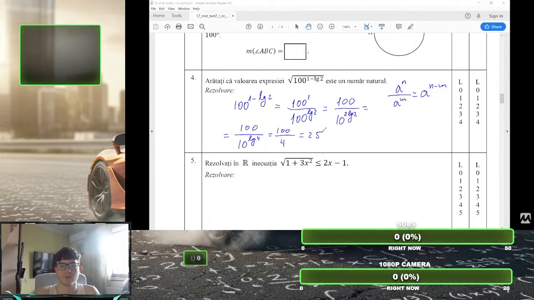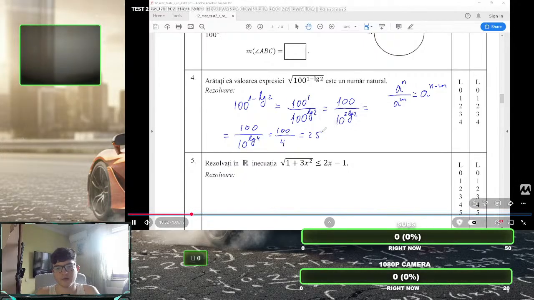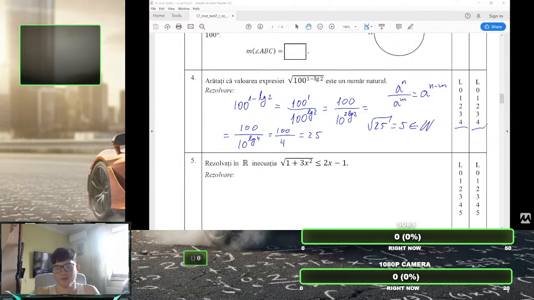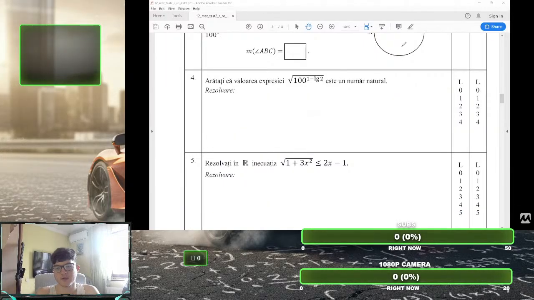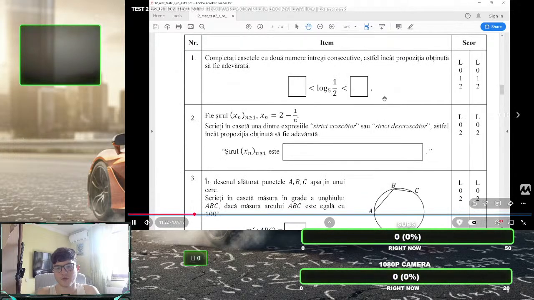These videos are for non-nerds, so why did he skip that step? So we didn't forget about the square root, that's gonna be 5. So that's his natural number.